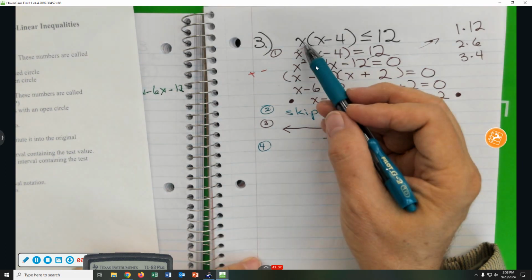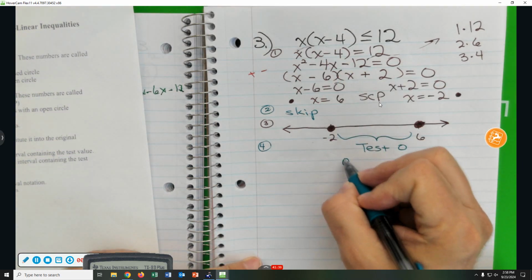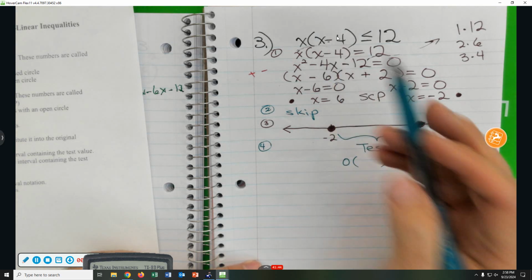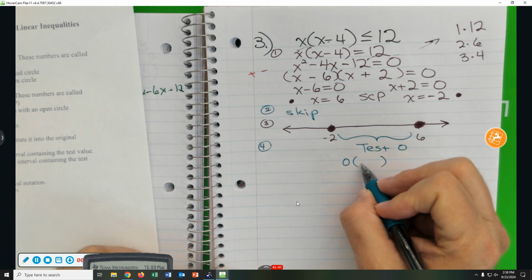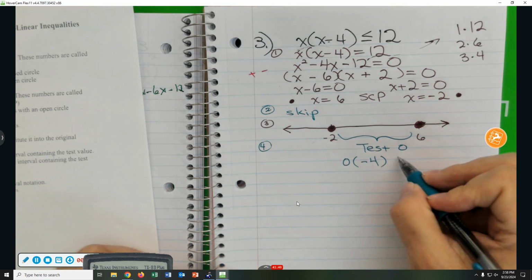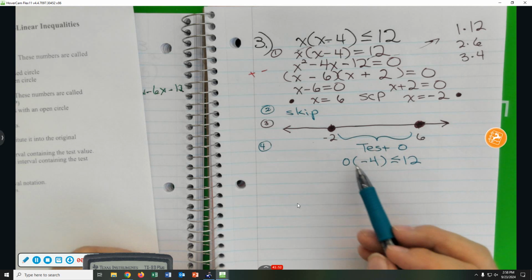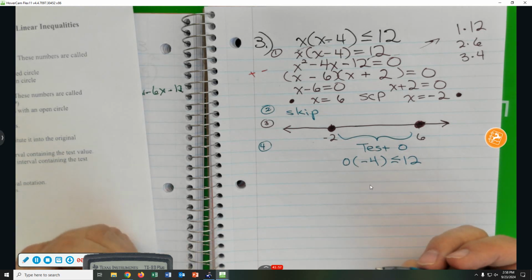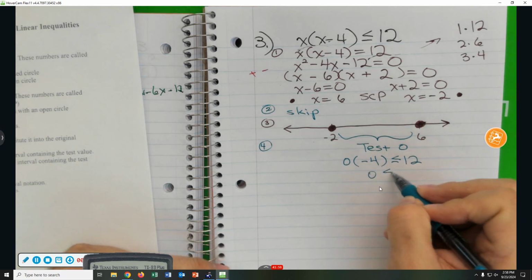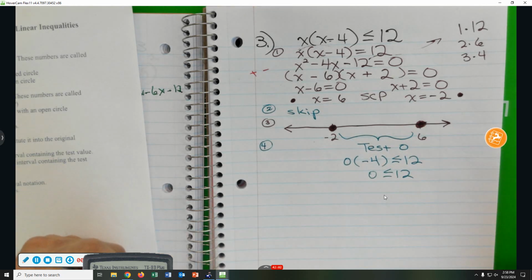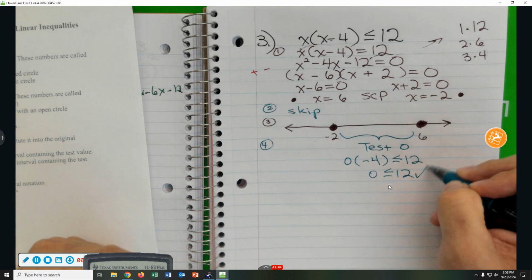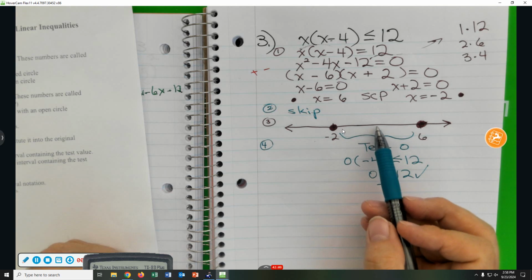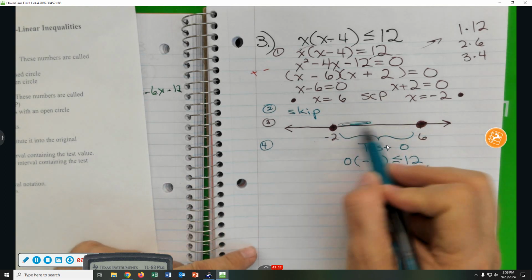Plug 0 into the original problem. We'll have 0 times, what are we going to get inside those parentheses? 0 minus 4 is negative 4. Is that less than or equal to 12? 0 times anything is 0. 0 is less than 12. True or false? True. What do we do here? It's true. Shade or cross out? Shade.